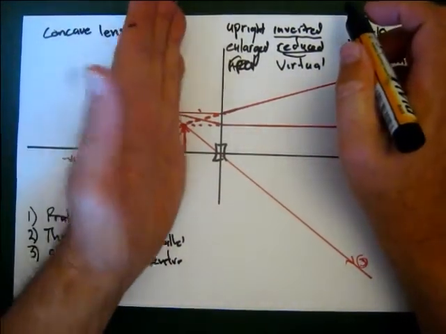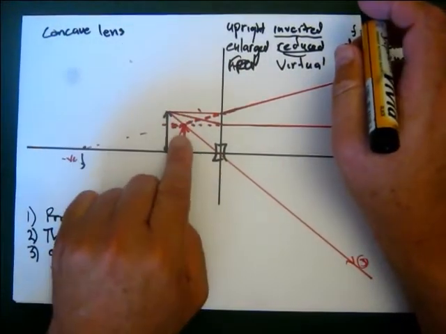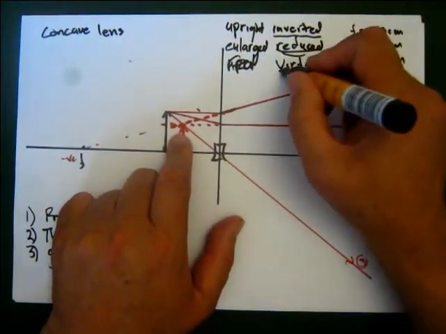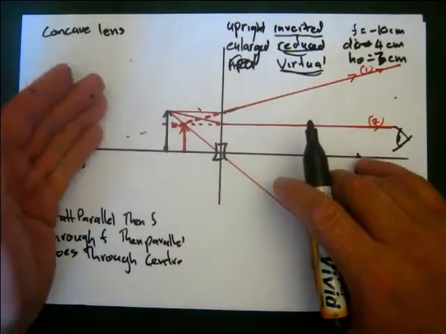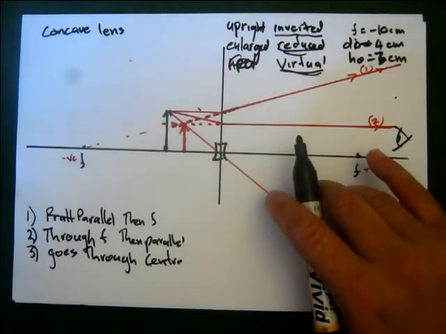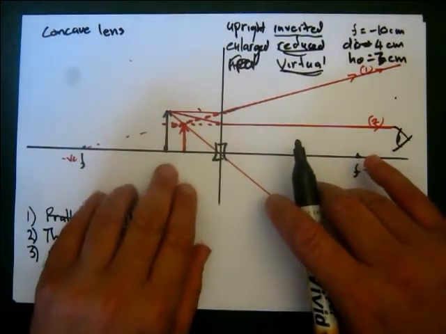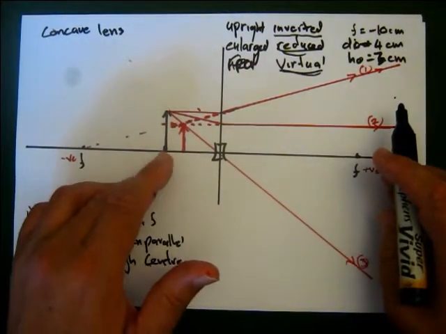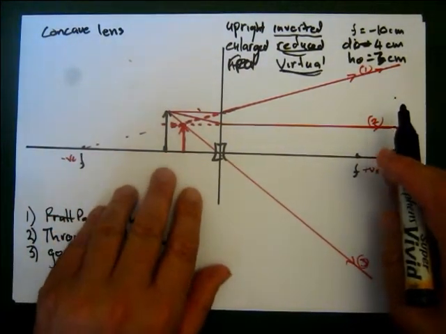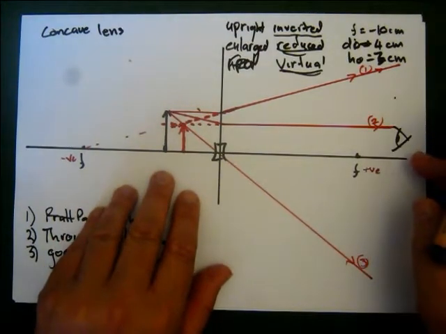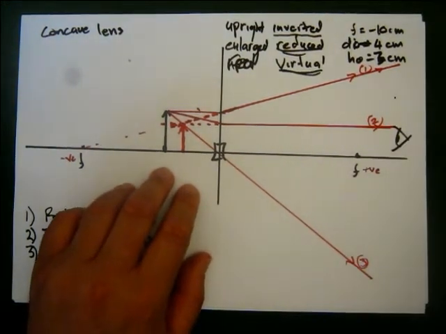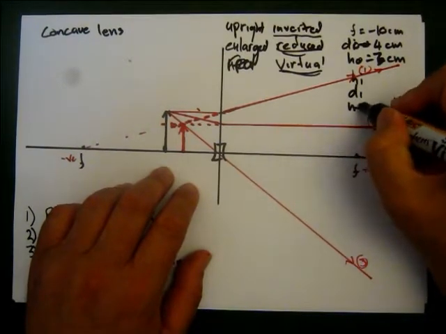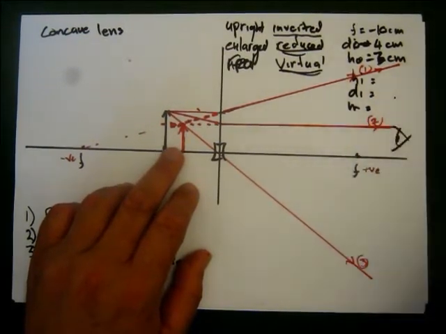Upright, real or virtual. Well, we cannot physically put a piece of paper there and intercept that image. We have to use dashed lines to show where it is. That means it's virtual. And again, for a concave lens, it's always going to be virtual. So, yep, pays your money, takes your choice. Then we basically work out height image and distance image and magnification. Let's see, height image.